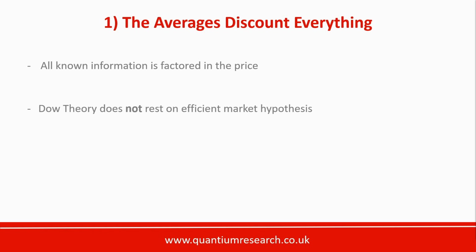This gives rise to the biggest misconception of Dow Theory. Most people believe that this tenet is the equivalent of the efficient market hypothesis, otherwise known as the EMH. They think that Dow Theory rests on the assumption of EMH. It's really important to clarify that that is not true. Dow Theory does not rely on EMH at all. EMH assumes that price is a perfect reflection of all information at all times.